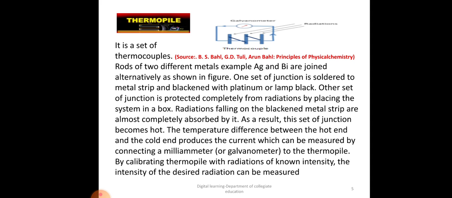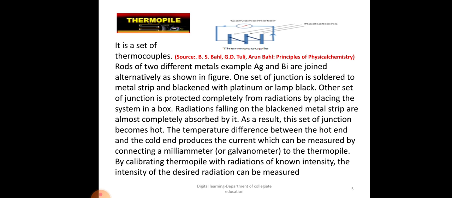Rods of two different metals, example silver and bismuth, are joined alternatively as shown in figure. One set of junction is soldered to metal strip and blackened with platinum or lamp black. Other set of junction is protected completely from radiations by placing the system in a box. Radiations falling on the blackened metal strip are almost completely absorbed by it. As a result, this set of junction becomes hot.